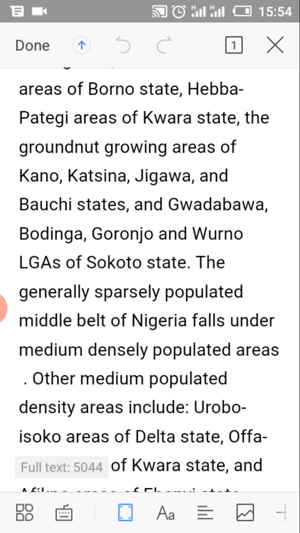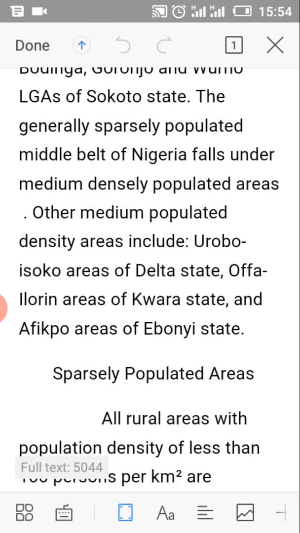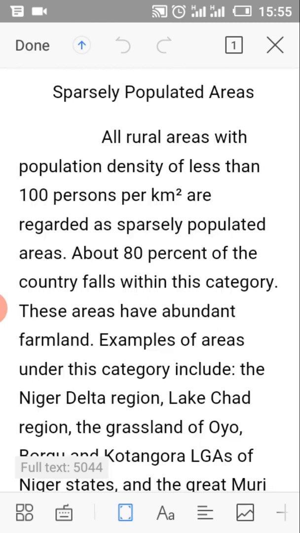The generally sparsely populated middle belt of Nigeria falls under the medium densely populated areas. The medium populated density areas include the Urhobo Isoko area of Delta State, Offa Ilorin area of Kwara State, the Afikpo areas of Ebonyi State.